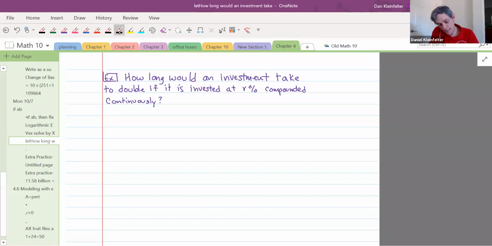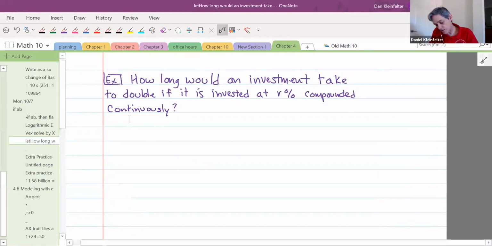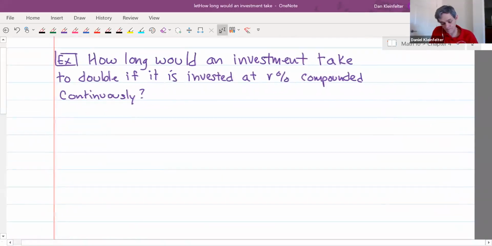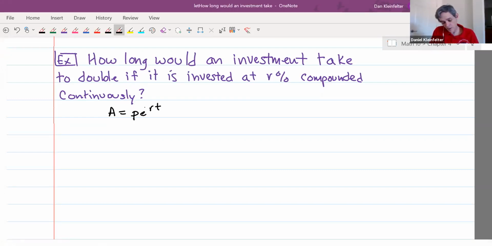All right, so this example is a lot like the last one, only the compounding is done continuously rather than semi-annually. As you recall, the formula for continuous compounding is A is equal to P e raised to the RT power. And so again, let's substitute in what we have and see what we know. It says, how long would an investment take to double if it is invested at R% compounded continuously? So on this one, there's no real numbers, right?